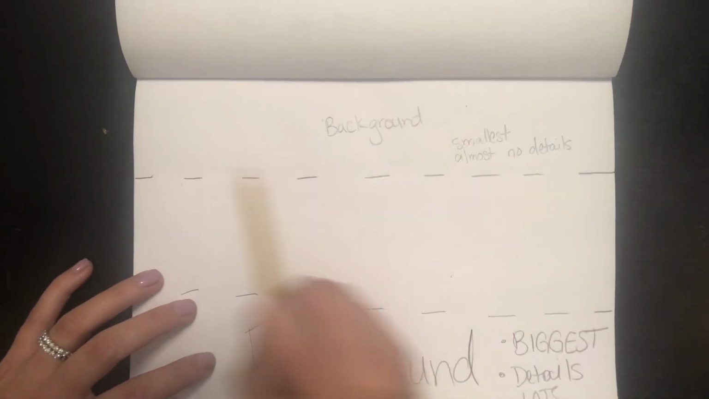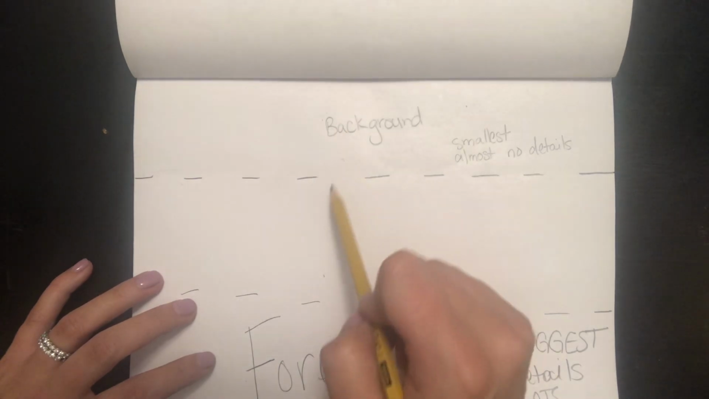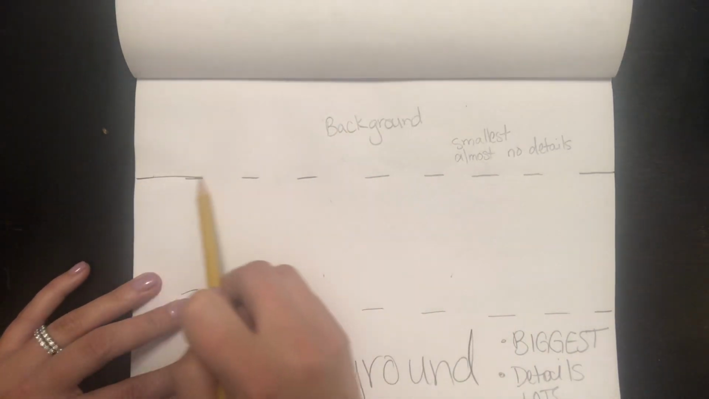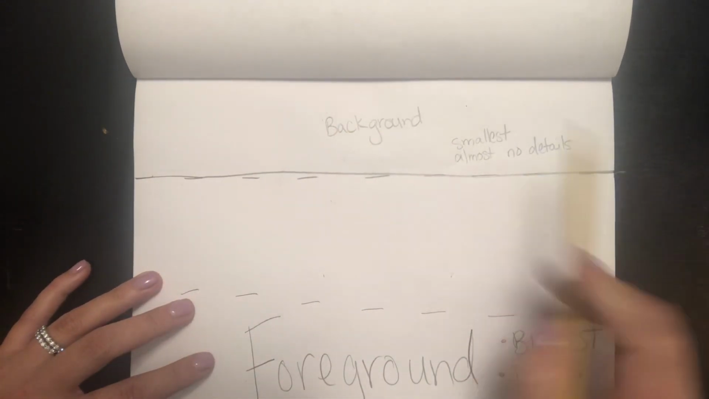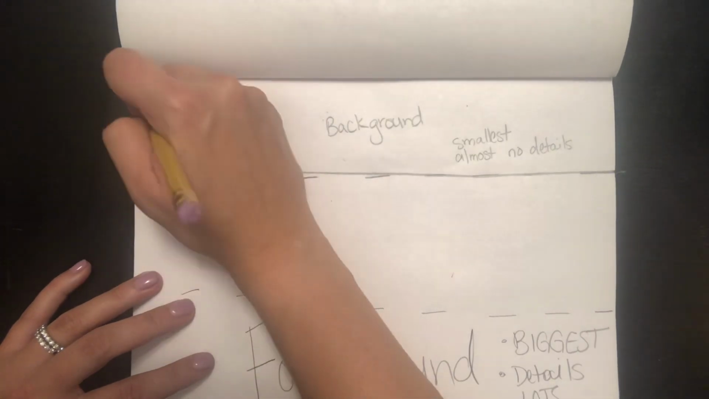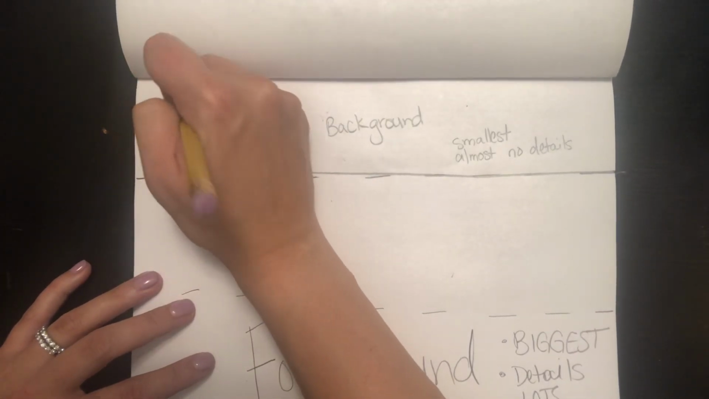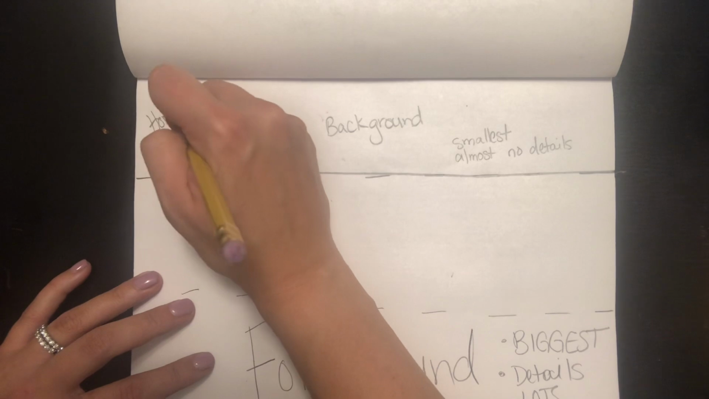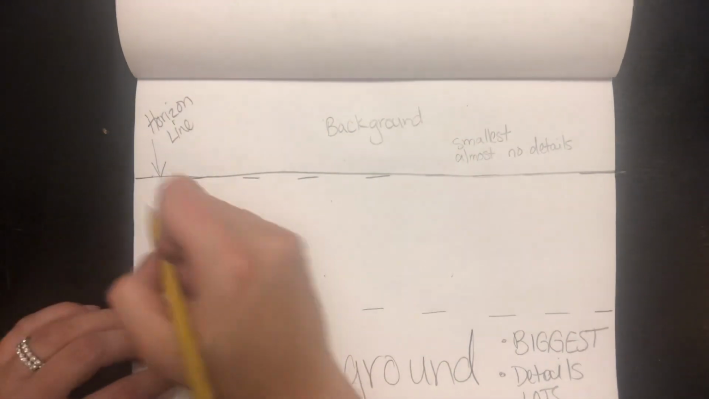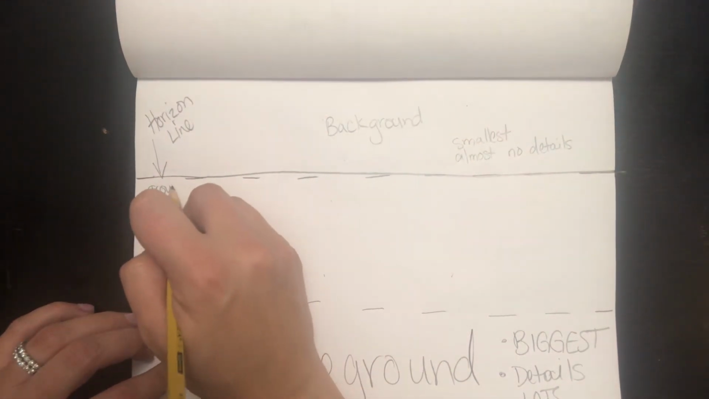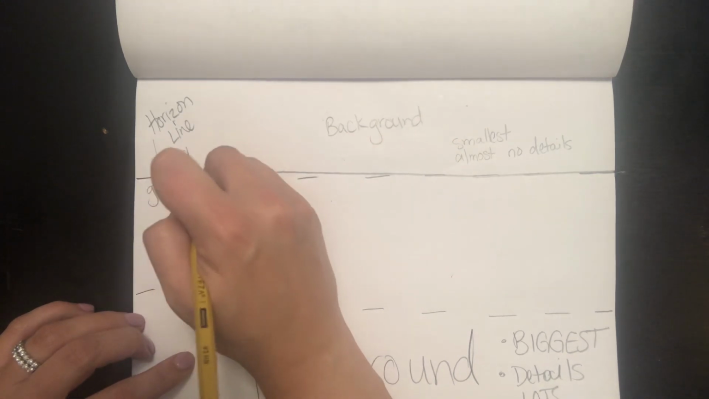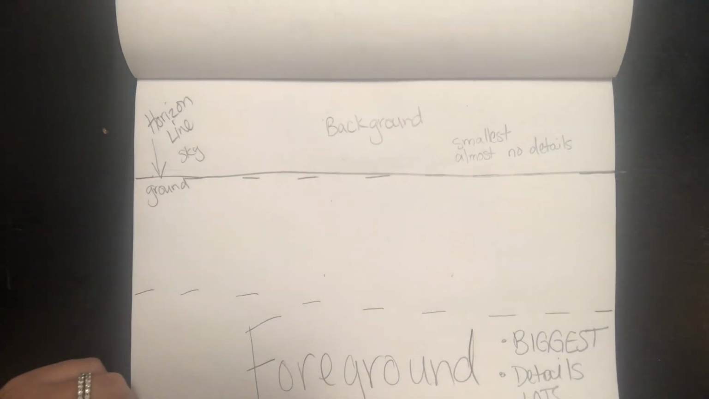This line right here that divides the foreground or the middle ground and the background is the horizon line. If I make this a solid line, this line right here is called the horizon line. And the horizon line is where the ground right here and the sky touch each other, right?